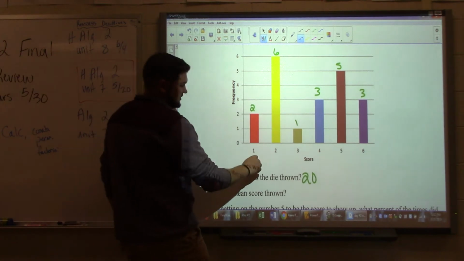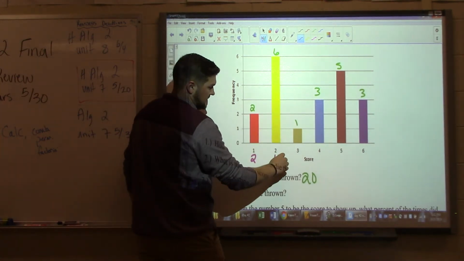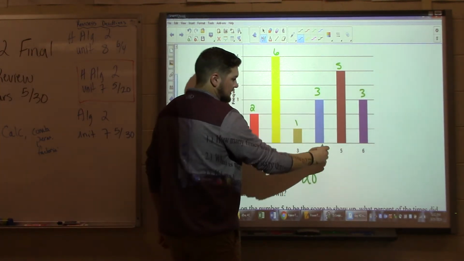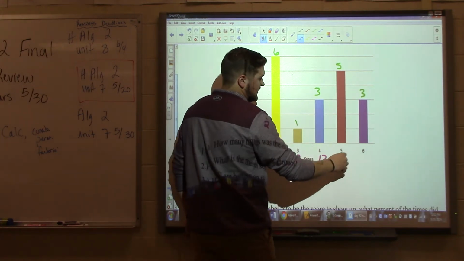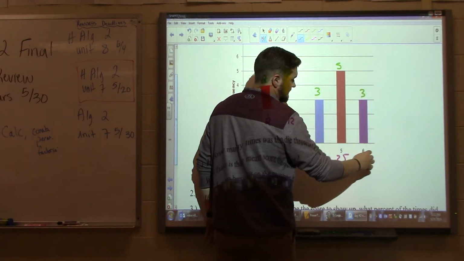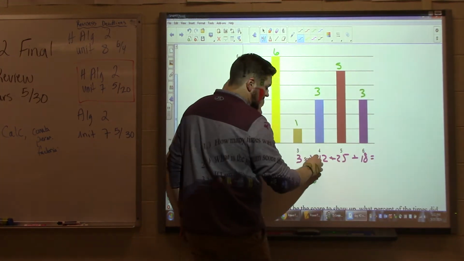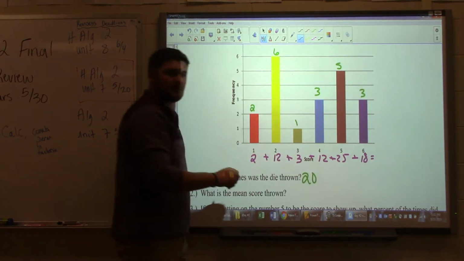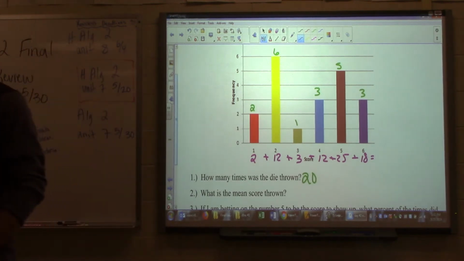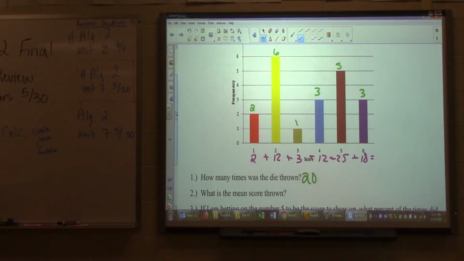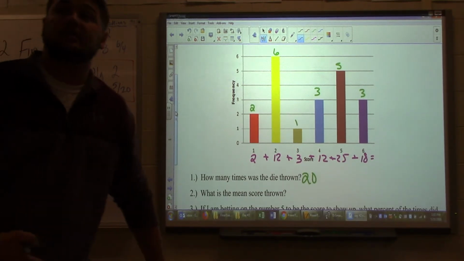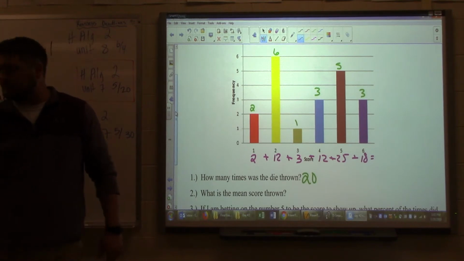So 1 times 2 is 2. 2 times 6 is 12. 3 times 1 is 3. 4 times 3 is 12. 5 times 5 is 25. 6 times 3 is 18. And I'm going to add those all up, just like I did with the frequency table. Right? We can do the same thing on a bar graph. Take the frequency, multiply by the scores. Did you put them into lists? You could put your scores into one list and your frequencies into another and do it that way. That would be perfectly fine too.